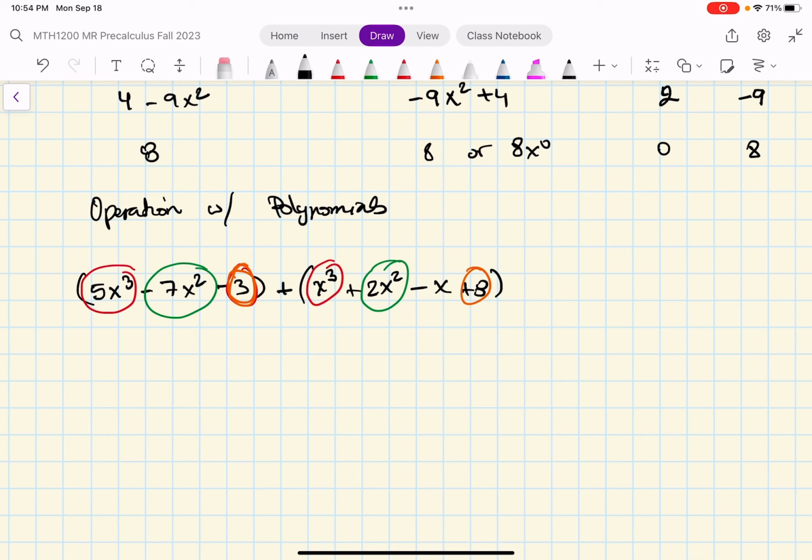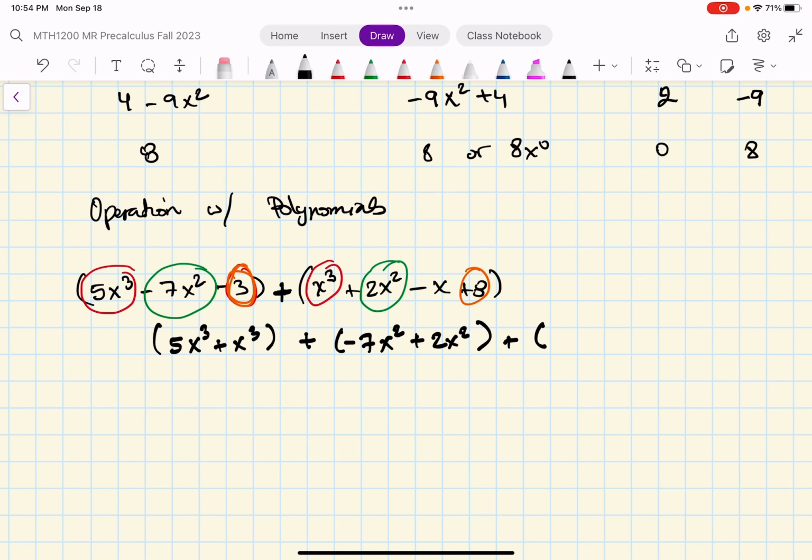You can do this two ways. You can combine horizontally. So the first like terms are 5x cubed plus x cubed, plus, I have a plus sign here, so everything is plus. It doesn't change the operation in any way. So the next one is negative 7x squared plus 2x squared, plus, I just have to go in order, the negative x, plus negative 3, plus 8.